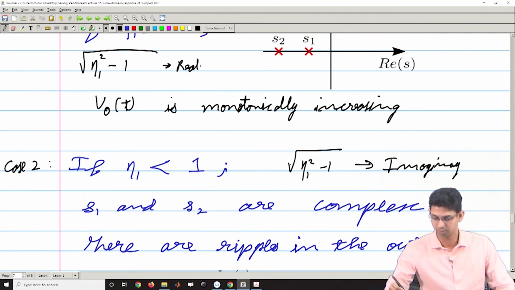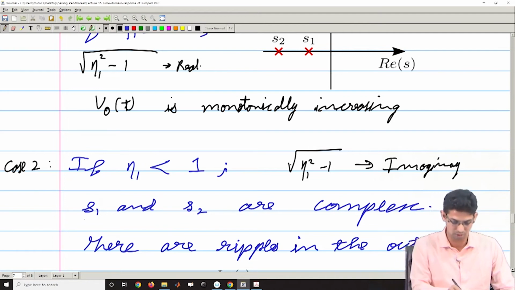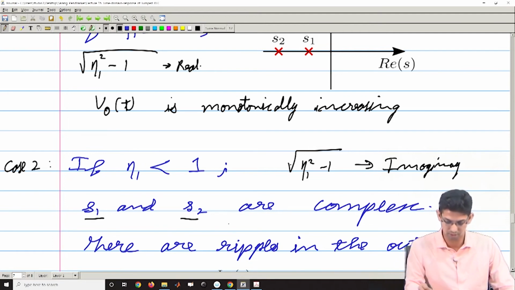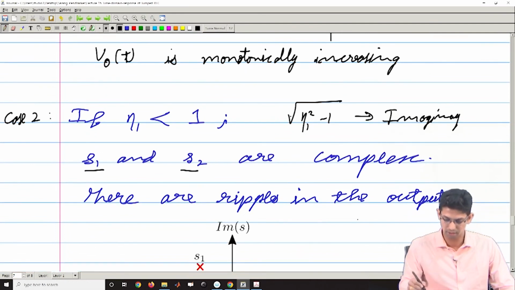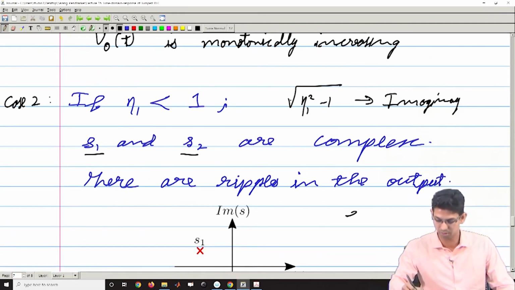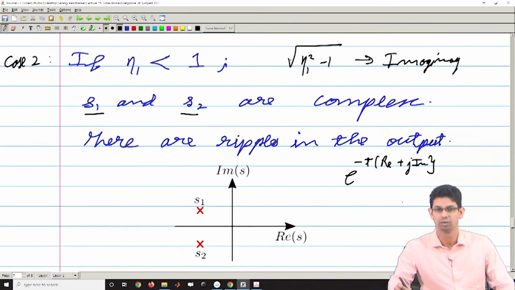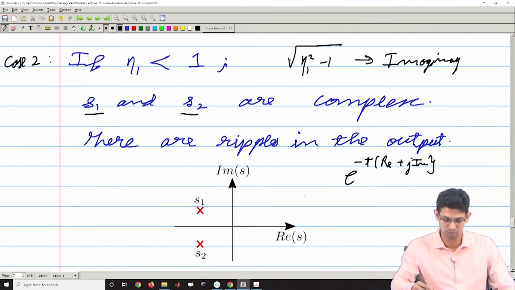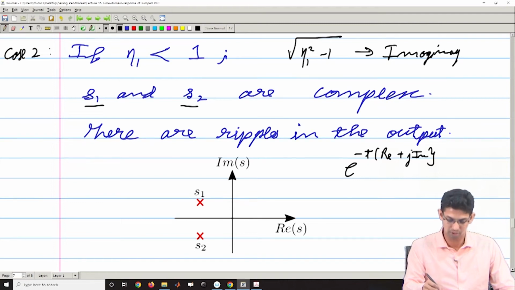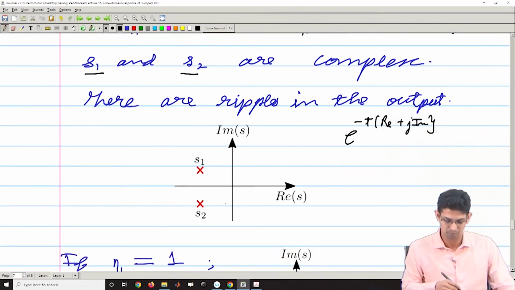and your roots S1 and S2 are complex, and therefore in your output there will be ripples, because you will have a term of e to the power some real number plus j imaginary number, right. So, this will introduce some ripples in your output. So, your roots will then be given by this.